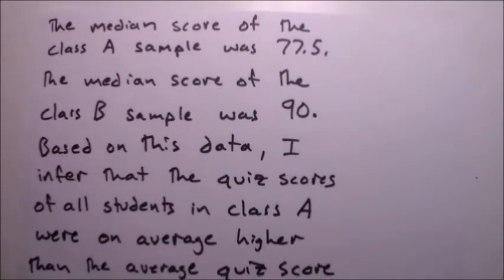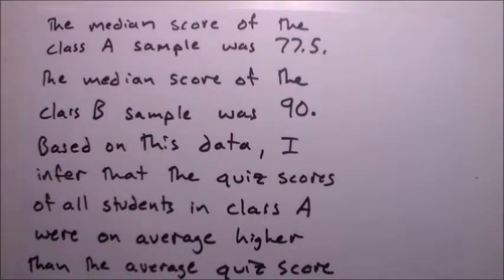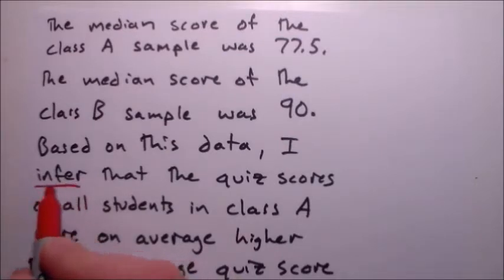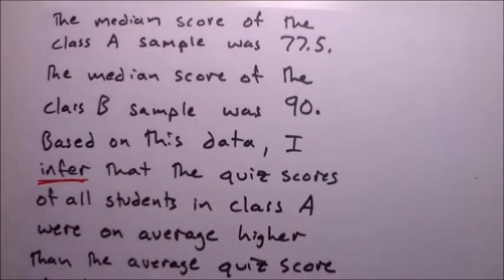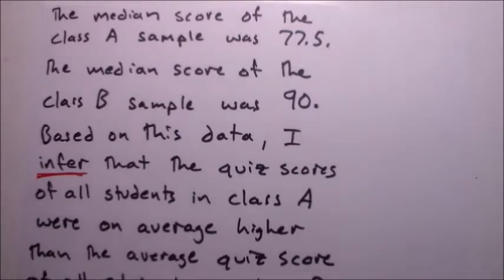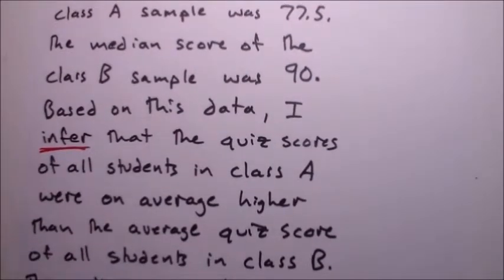I say the median score of the Class A sample, right? It wasn't the median score of everyone in Class A. We just had a sample. So the median score of Class A sample was 77.5. The median score of Class B sample was 90. Based on this data, I infer, remember, I use the same words the question used, so I'm sure I'm answering the exact question asked. I infer that the quiz scores of all students in Class A were on average higher than the average quiz score of all students in Class B.